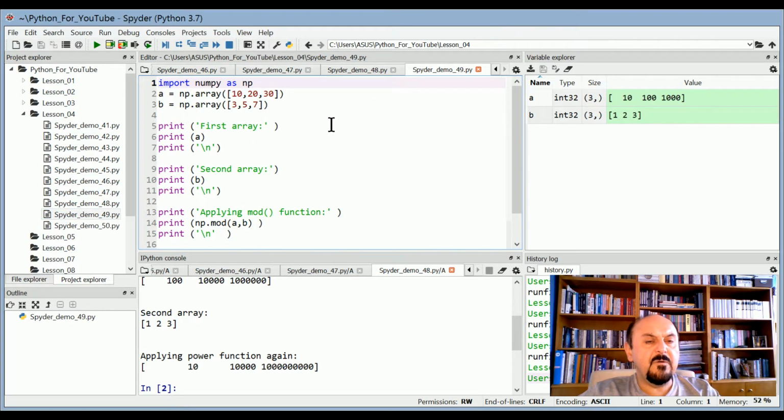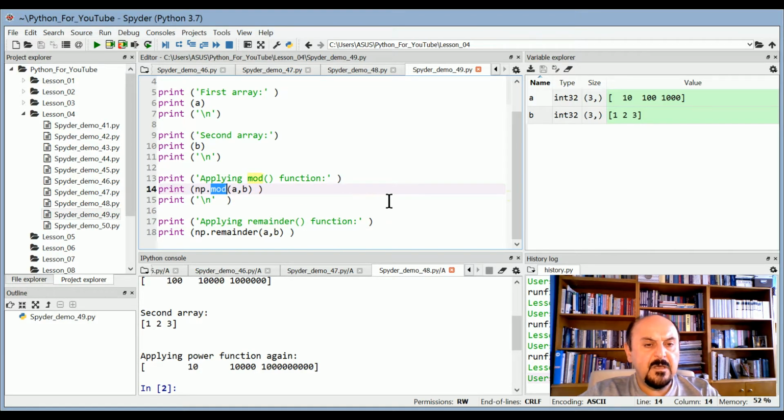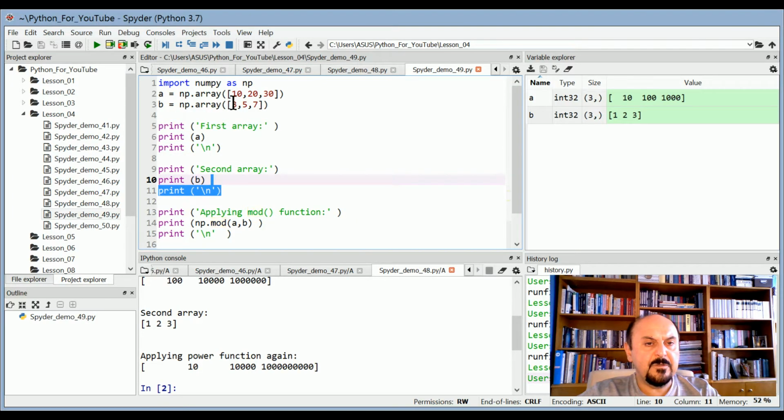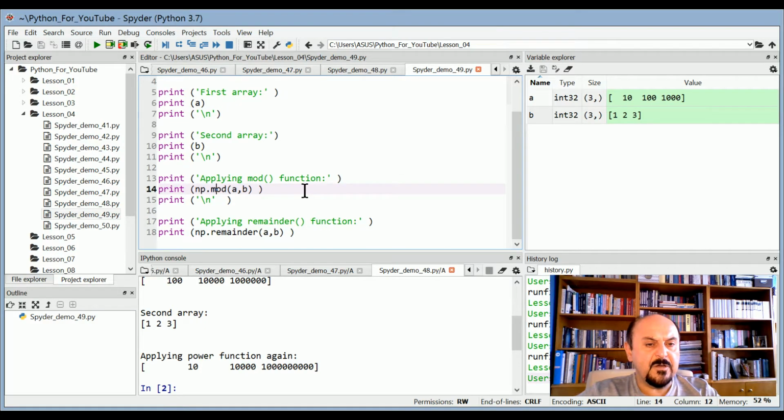Here I define two variables, two arrays, and our first array will be printed out, and the second array. And I'd like to show you the modulo function here, in other words, dividing with remainder. So these are the initial values. After applying the modulo function, I'd like to print out the result.